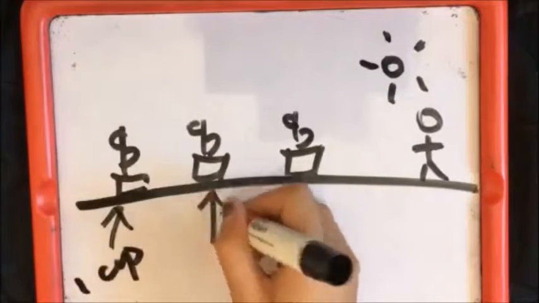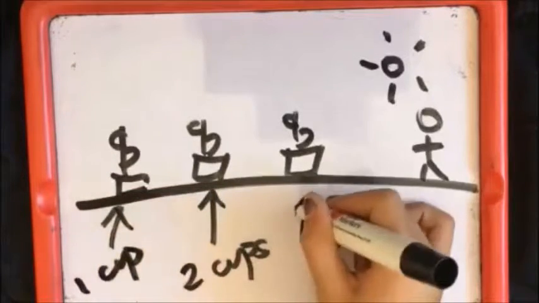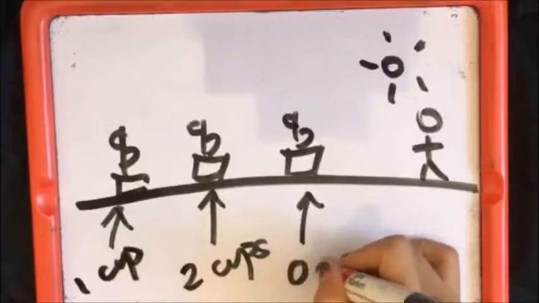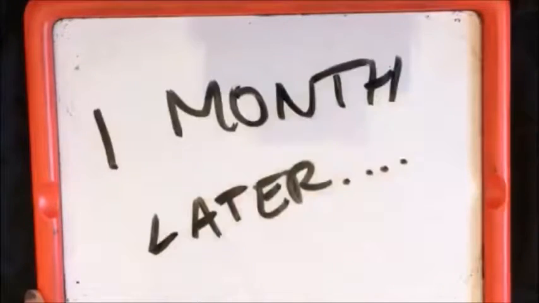He gives the second plant 2 cups of water, and he gives the third plant no cups of water at all. Now John waits for a month.